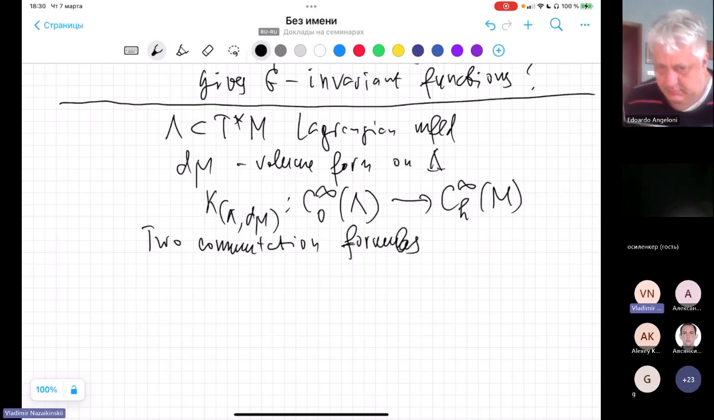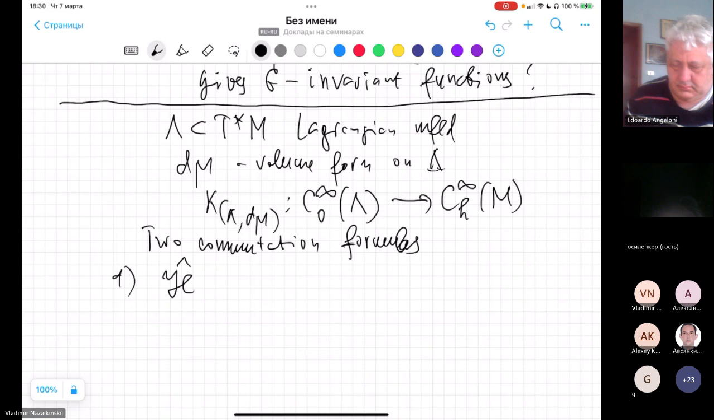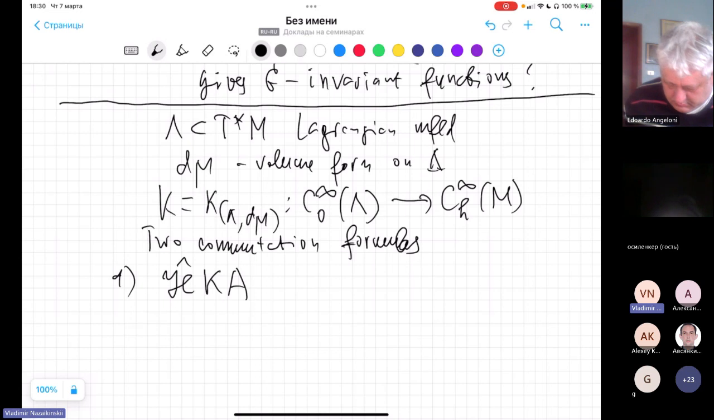There are two commutation formulas. The first commutation formula is as follows. If we have an arbitrary pseudo-differential operator on M and apply it to Ka, where K is this canonical operator, then in the leading term, we obtain the following.